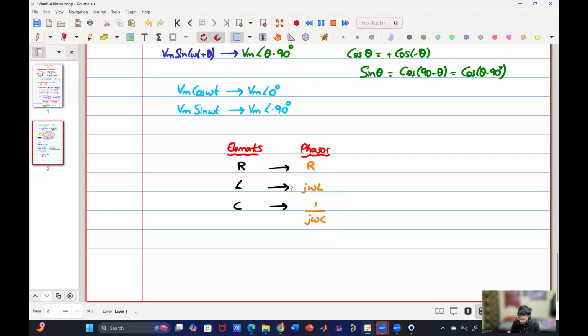So just keep this in mind. You just have to remember that when we are writing in phasor form, R will be R, L will be j omega L, and C will be 1 by j omega C. You need to remember this. Is it clear? Let us not get into the derivation of this because that is not covered in this course. Just remember that L will be j omega L, C will be 1 by j omega C in the phasor. Whenever we are solving a problem in phasor, it will be j omega L and 1 by j omega C.